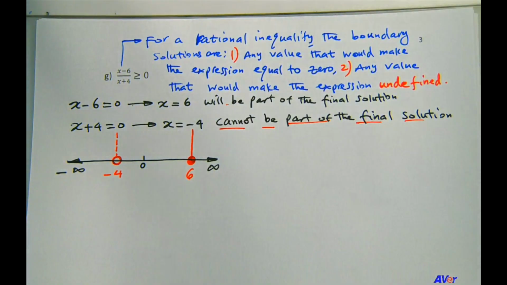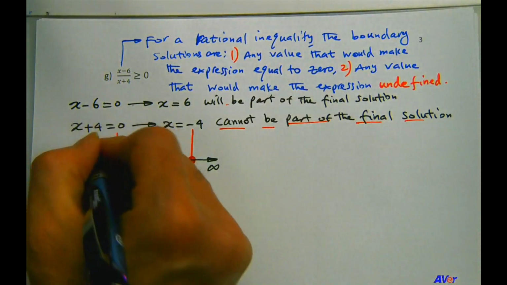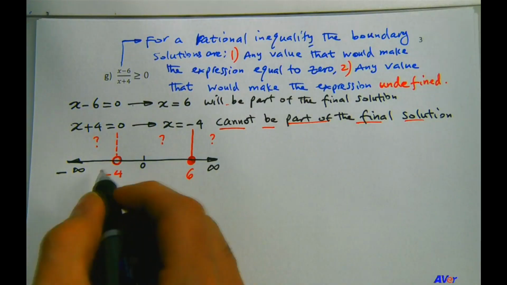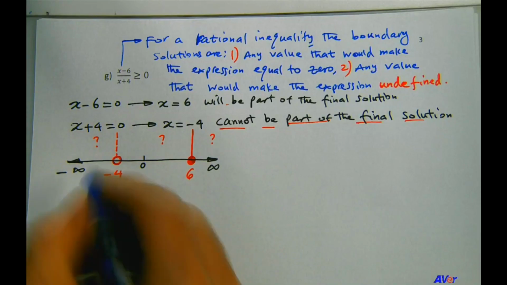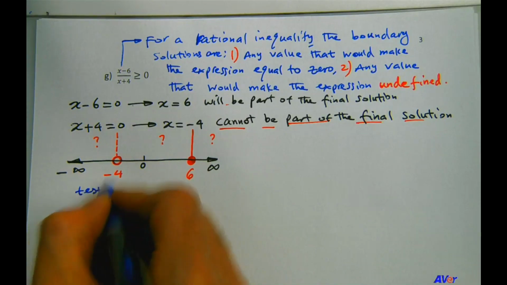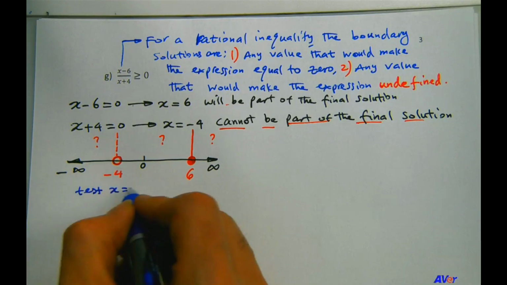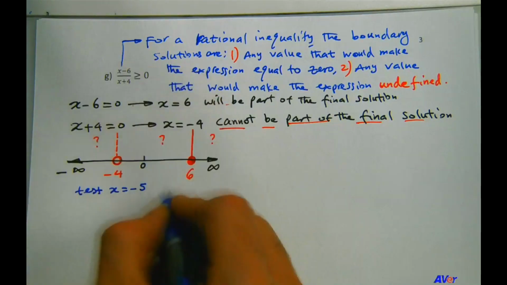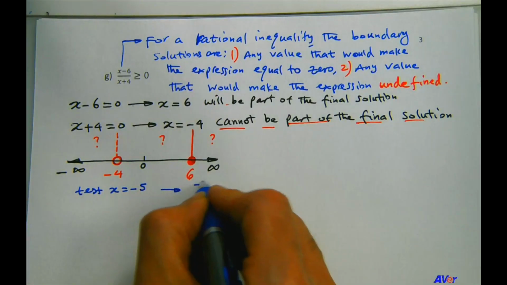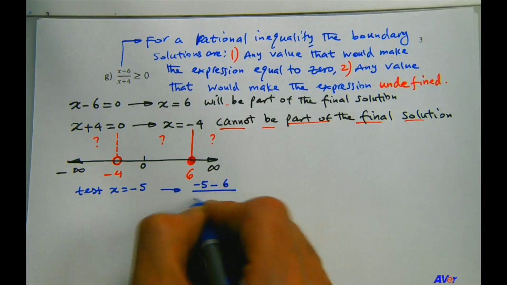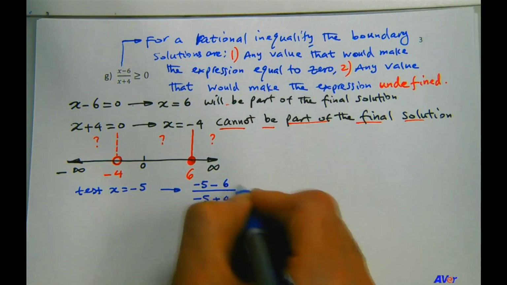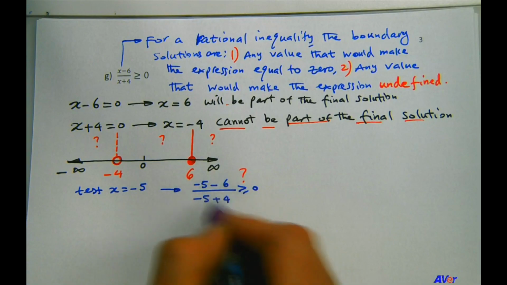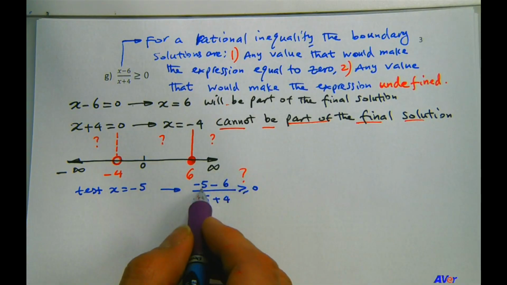So how many regions should we check? 3 regions, right? Here, here, and here. So let's do that. So testing x equals, any easy number would do. The easiest number, I think, would be negative 5. So let's plug it into that expression. We have negative 5 minus 6 divided by negative 5 plus 4 greater than or equal to 0. We don't know that. We're checking to see if this statement is true for negative 5 substituted for x.